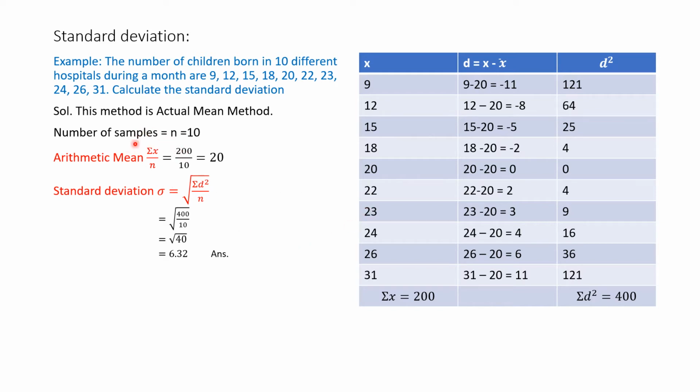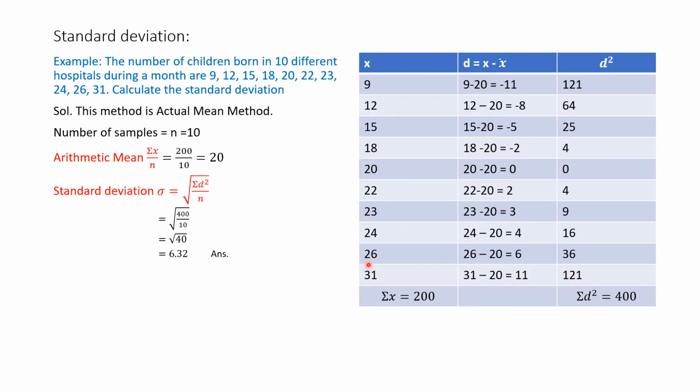And this 20 was subtracted from each sample of the data. 9 minus 20, and this was calculated. And this was squared. So we found d square as given in column number 3. So we add up column number 3, that is sigma d square, that is 121 plus 64 plus 25 plus 4 plus 4 plus 9 plus 16 plus 36 plus 120. Hence the total sigma d square is 400.